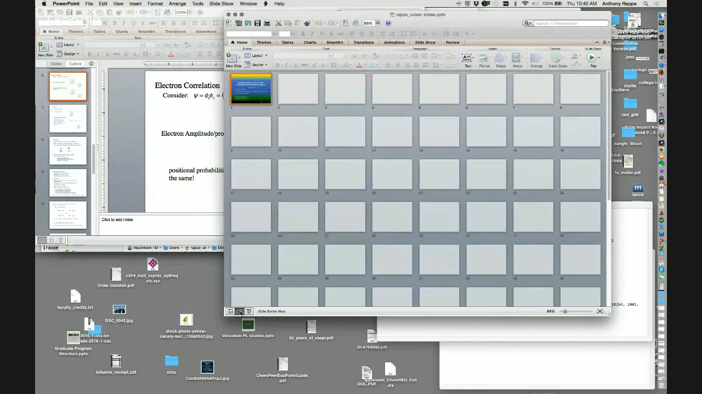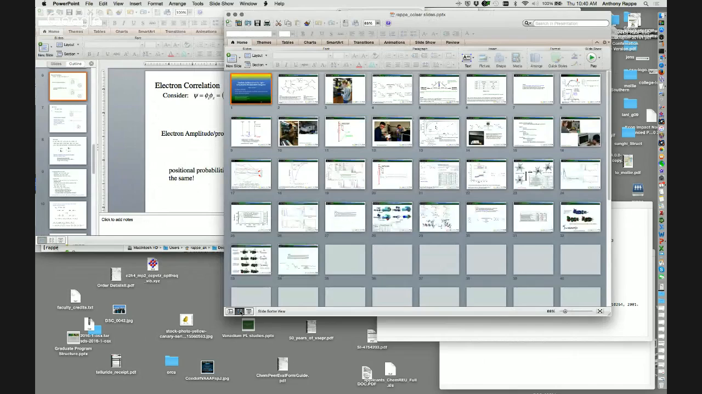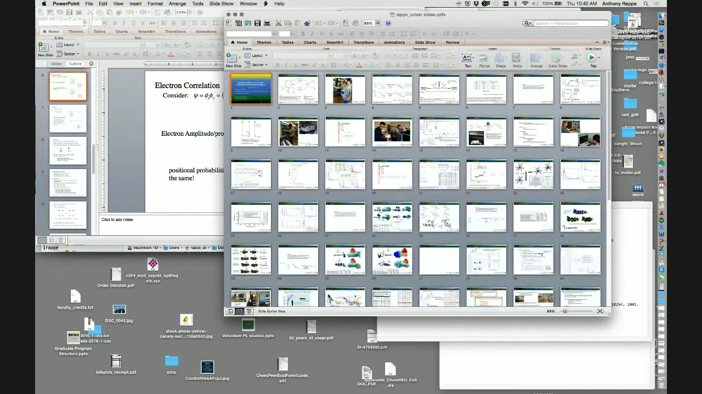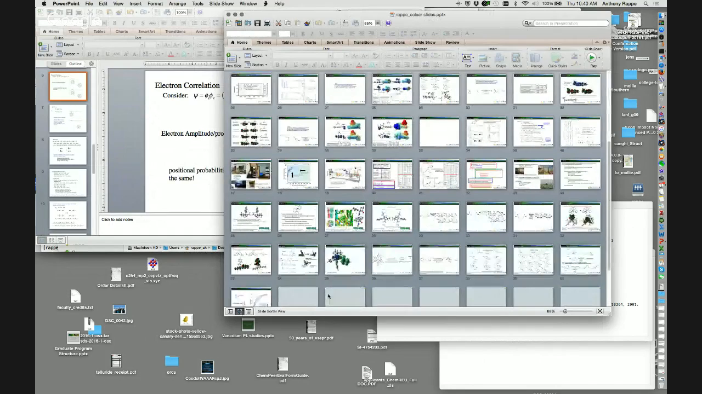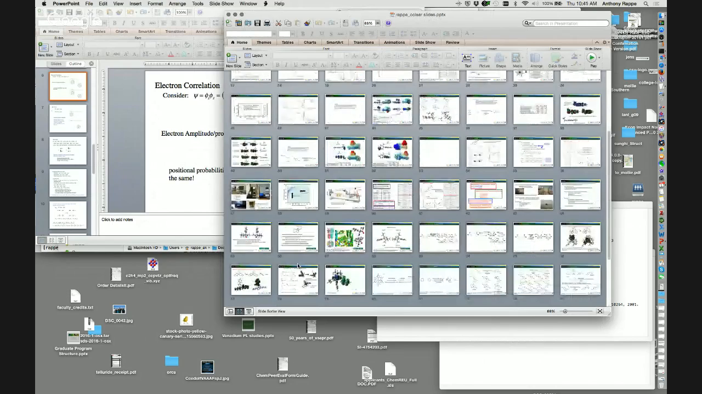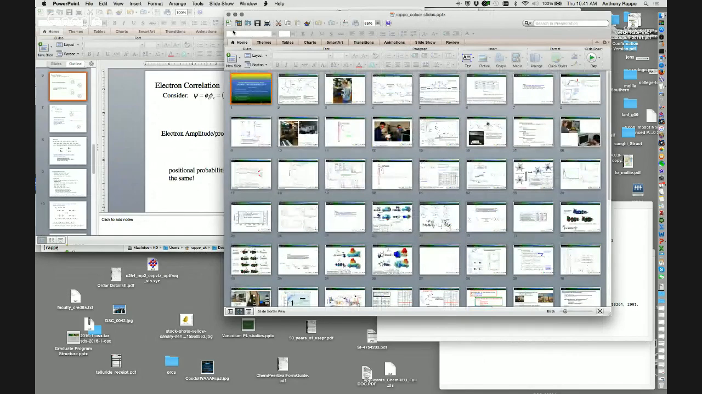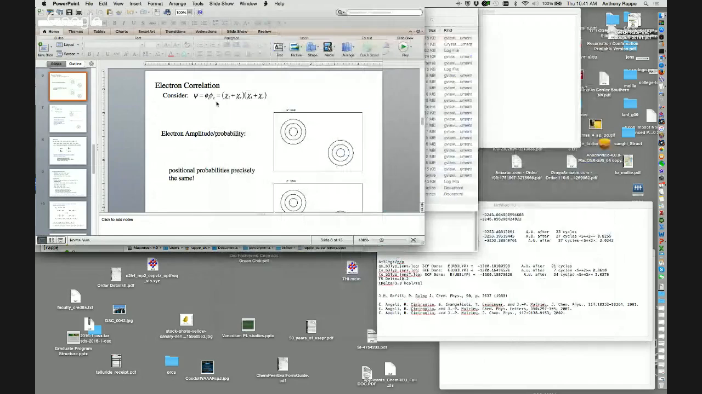I want to show you the APFD functional. No, I can't find it. The APFD functional, that D stands for dispersion.